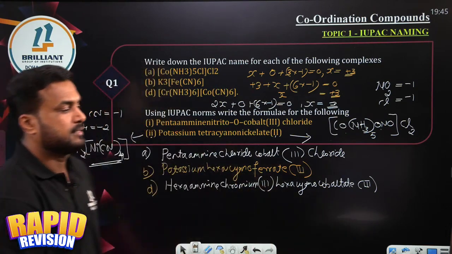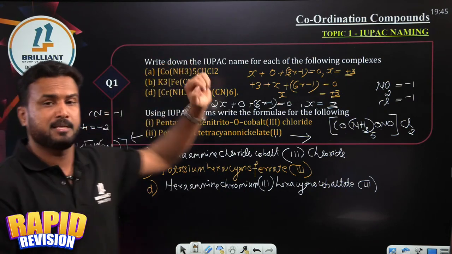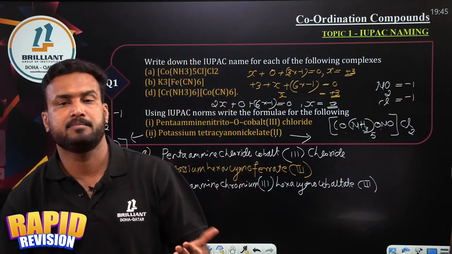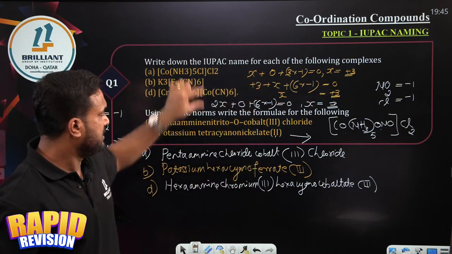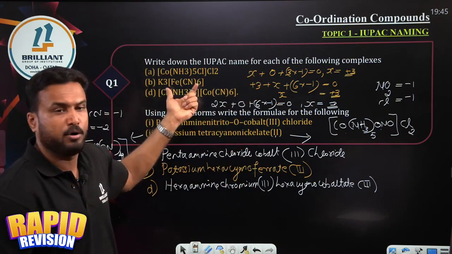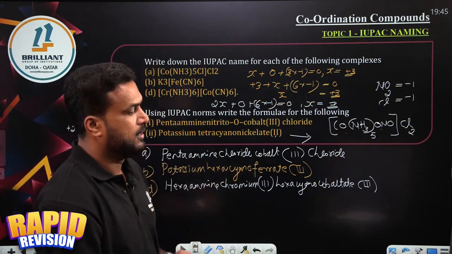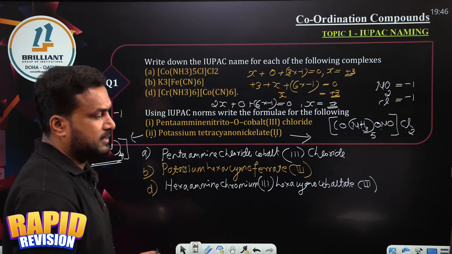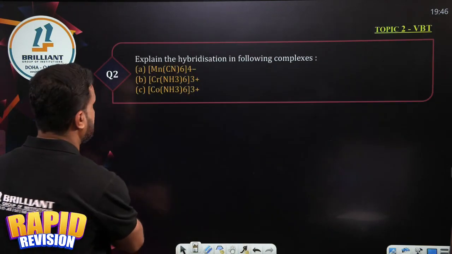Yes, correct. So now you understood, if they are giving the formula of the complex compound, how to write the name, or if the name is there, how to write the formula. Okay, so this is the one expected part. Now we can go for the second.